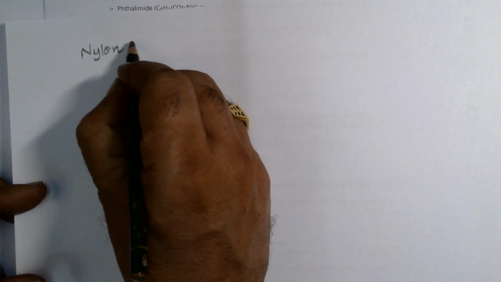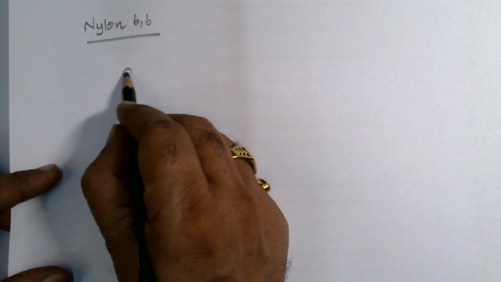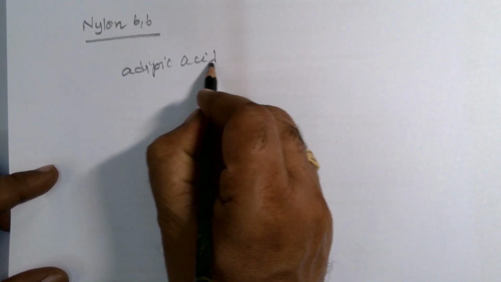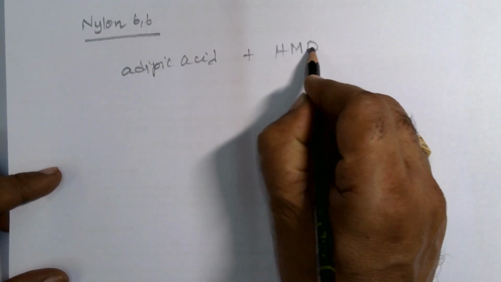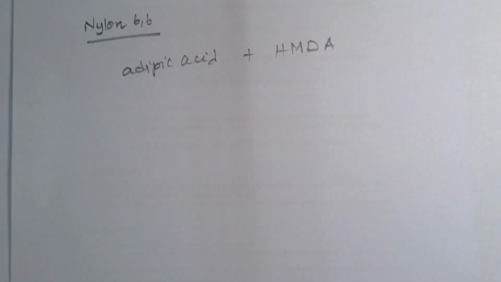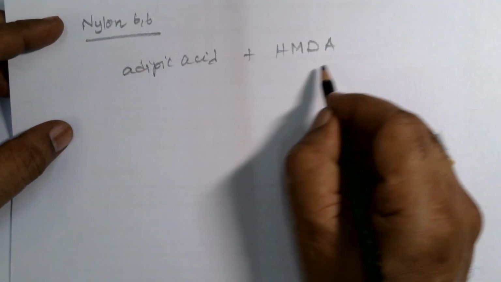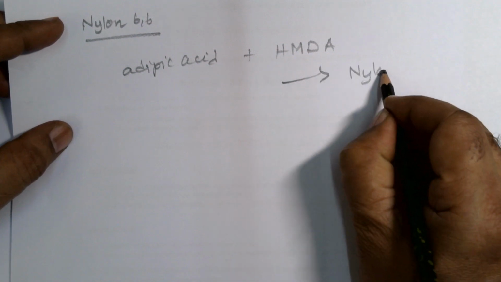Nylon 66 is produced by combining adipic acid, please take down adipic acid, and hexamethylene diamine, HMDA. So by combining these, you are able to get the nylon 66 repeating unit.